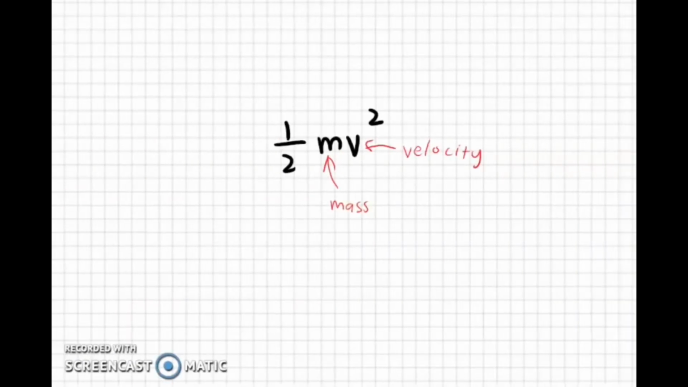On the kinetic energy formula, we have to note that velocity is squared, meaning that kinetic energy will always be positive. Because even if velocity is negative, once it is squared, it will be positive. On top of that, because mass doesn't usually change, any change in kinetic energy relies on velocity. And if velocity is doubled, then the kinetic energy will increase by 4 times because of this square.